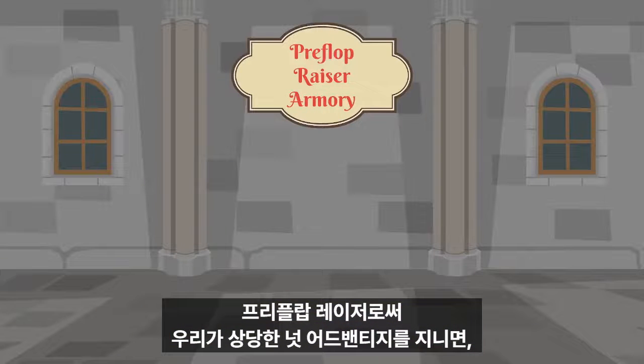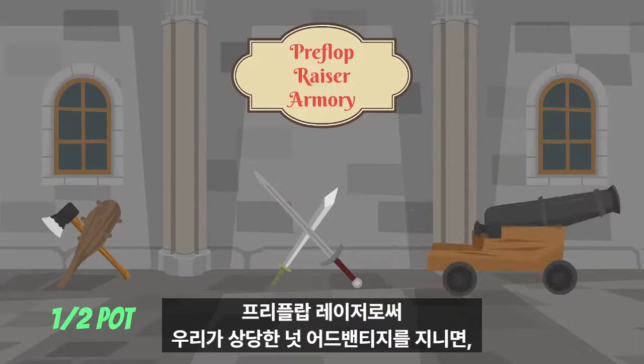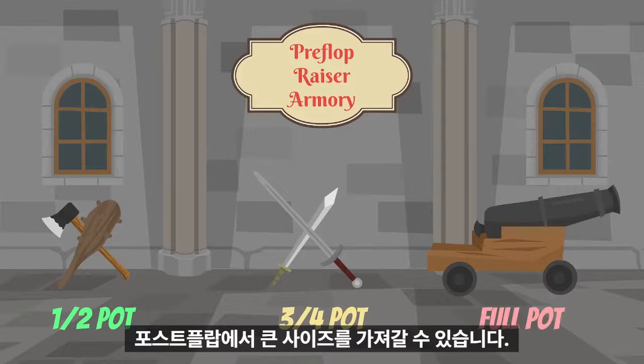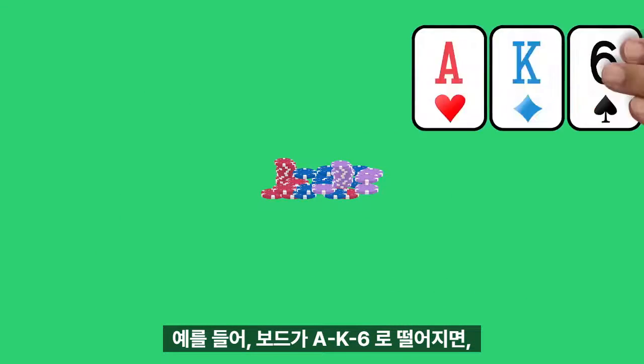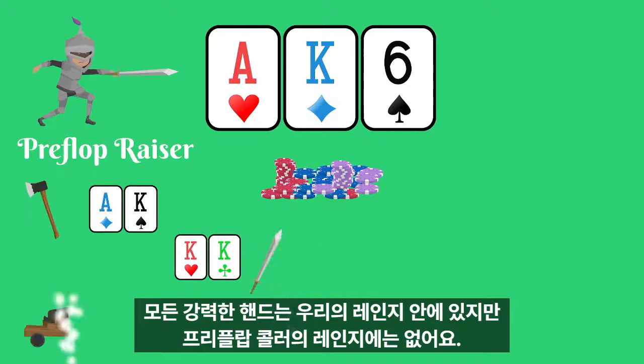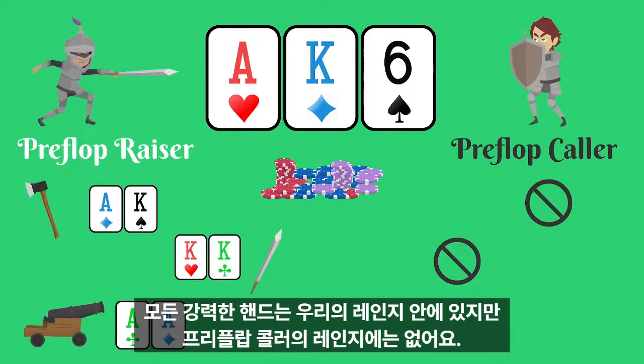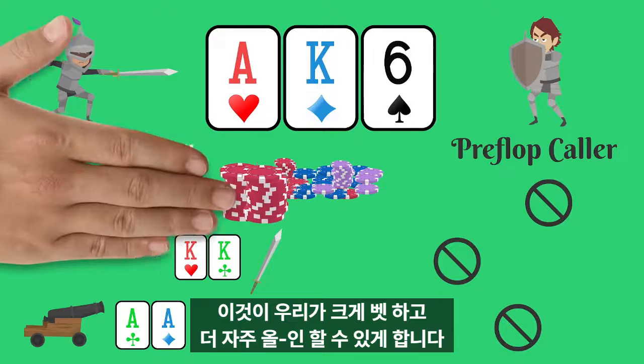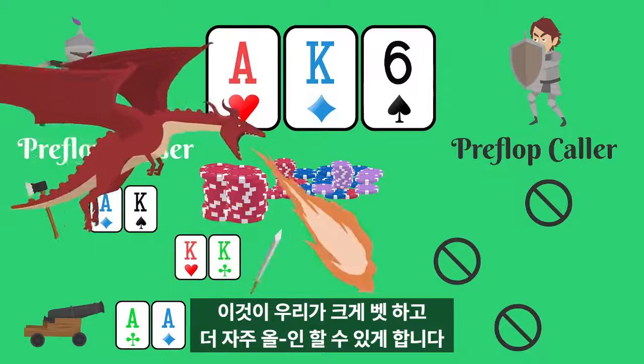As the preflop raiser, when we possess a significant nut advantage, we can have large sizings post-flop. For example, if the board comes ace, king, 6, then it's a spot where all the strongest hands are in our range, but not in the preflop caller's range. This allows us to bet large and be all in more frequently.